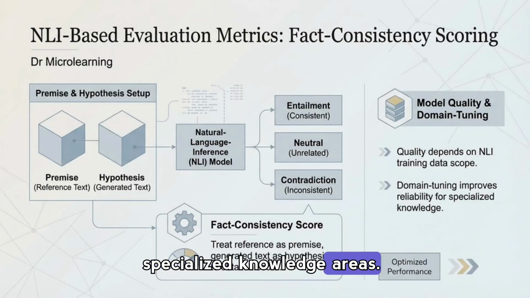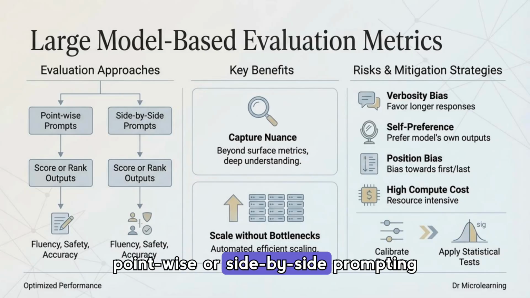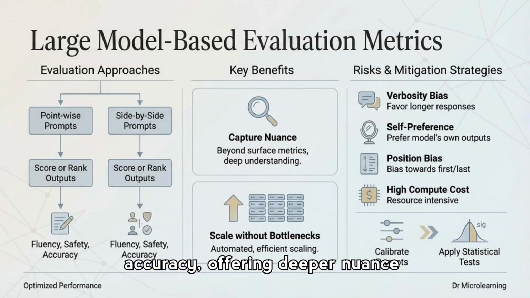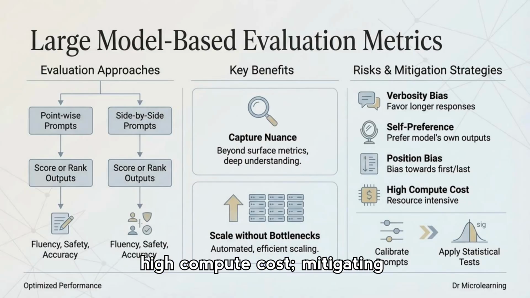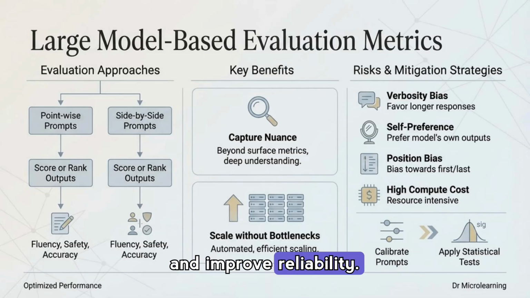in specialized knowledge areas. Large model-based evaluation uses pointwise or side-by-side prompting to score fluency, safety, and accuracy, offering deeper nuance and scalable automation, but it carries risks like verbosity bias, self-preference, position bias, and high compute cost. Mitigating strategies include calibrated prompts, statistical testing, and careful prompt design to reduce bias and improve reliability.